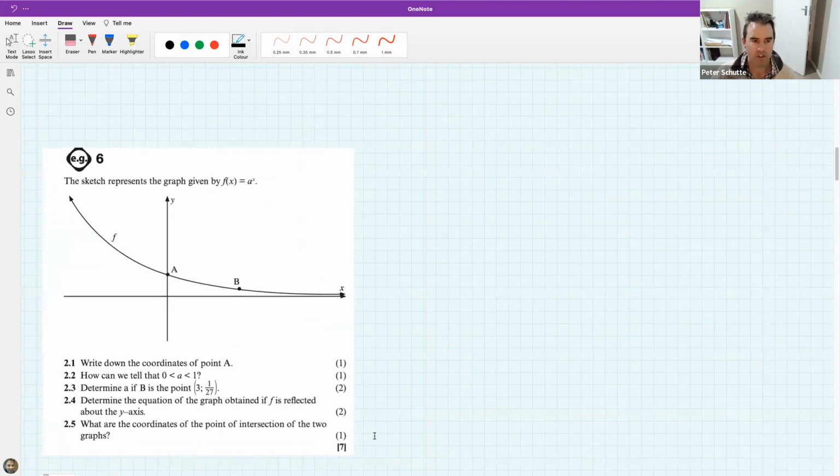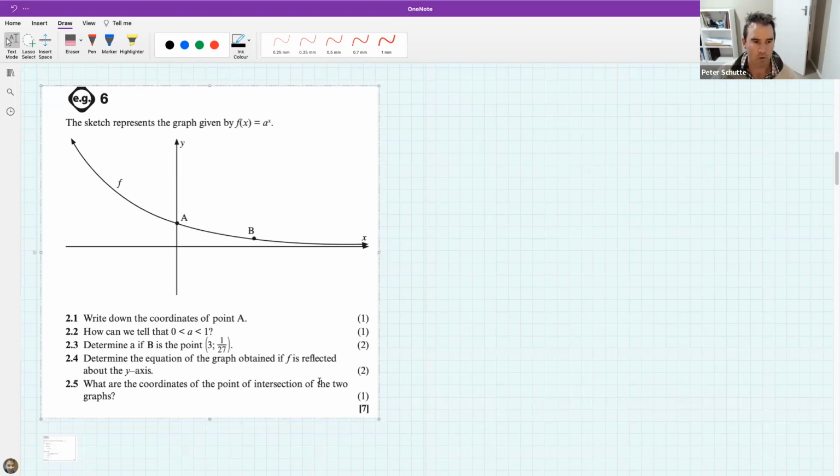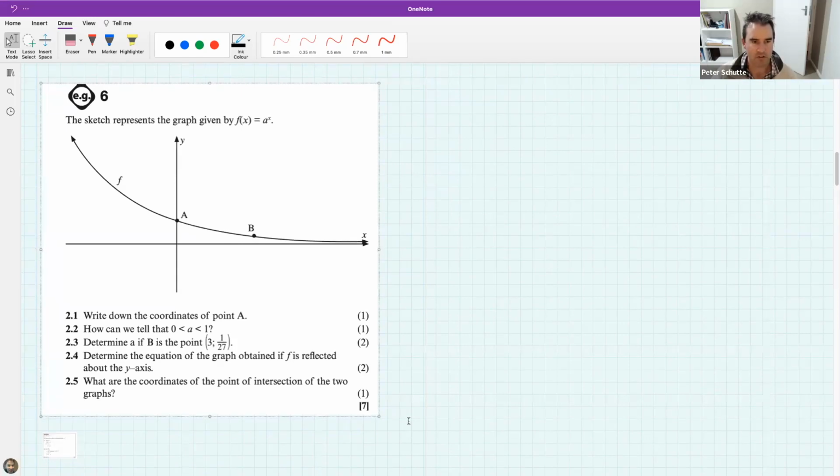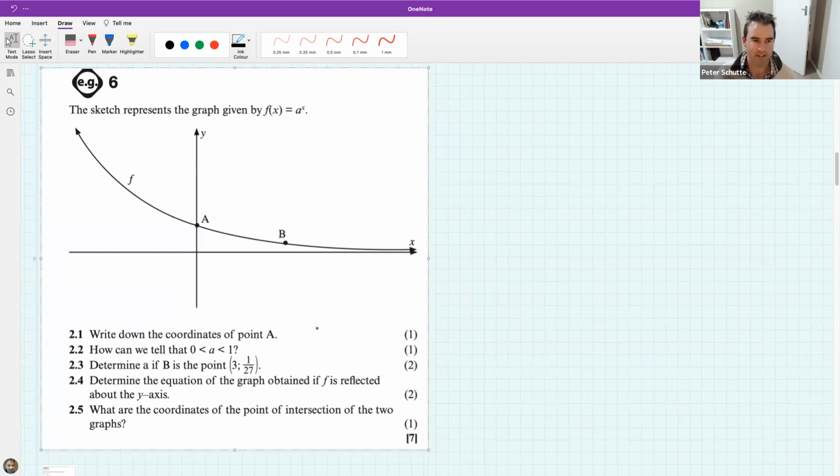All right, now we're just going to do question 2.1 together first. It says here, the sketch represents the graph given by f of x equals a to the x. Write down the coordinates of A. So I want everyone to put what they think is the coordinates of A in the chat.